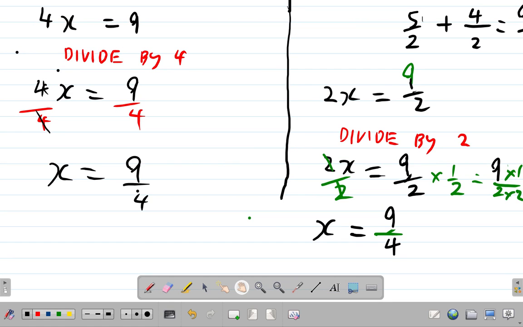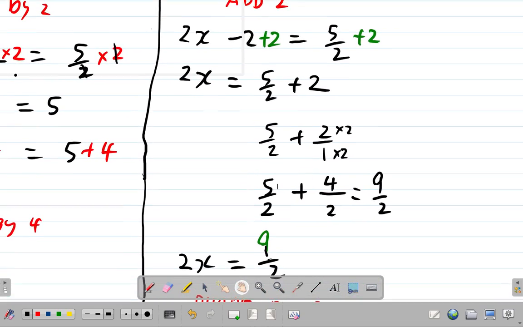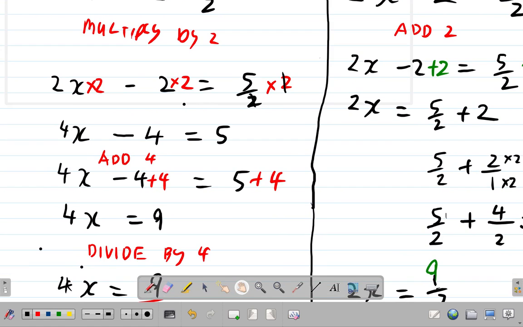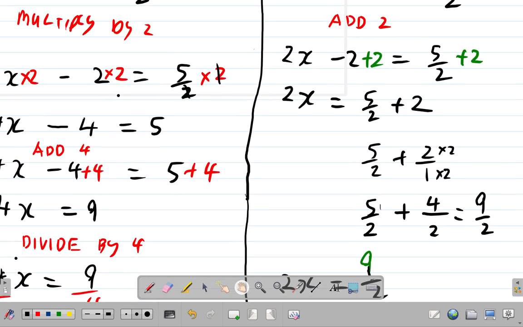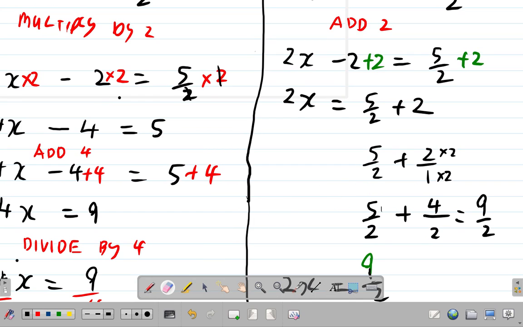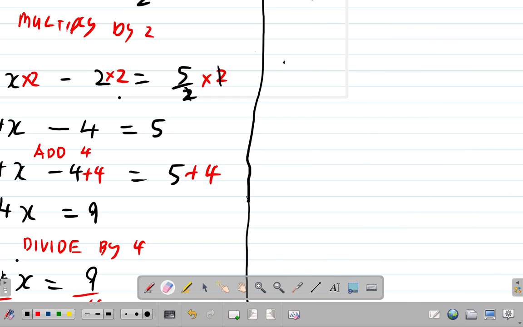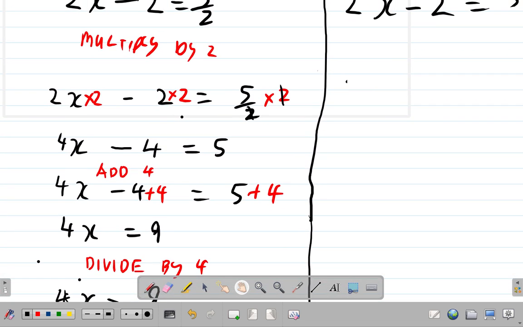Alright, let's look at it again. Over here, let's look from this part and see what will happen if we make even more adjustments to our method. Just one more adjustment we're going to make. Here we added 4. Suppose when you reach this stage, 4x minus 4 equals 5.